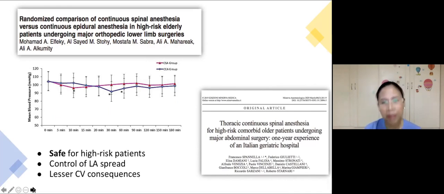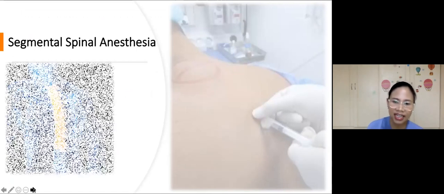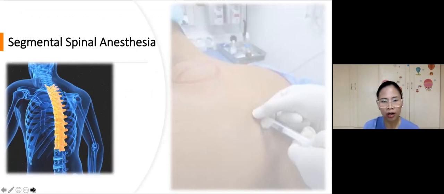What about segmental spinal anesthesia? We all know that when we insert our spinal needle above L1 or L2, there is a chance that we may hit the cord. So this technique is injecting or inserting our spinal needle at the thoracic area, paramedially, okay?